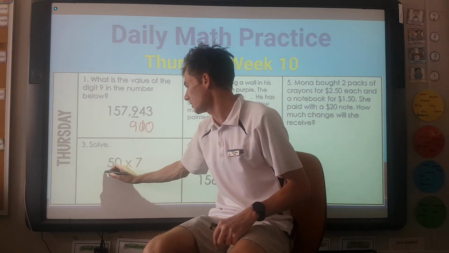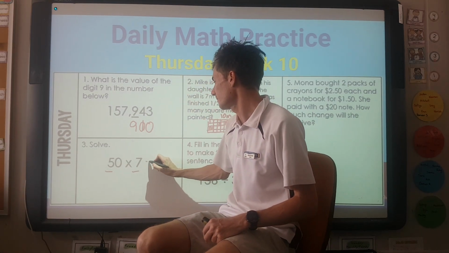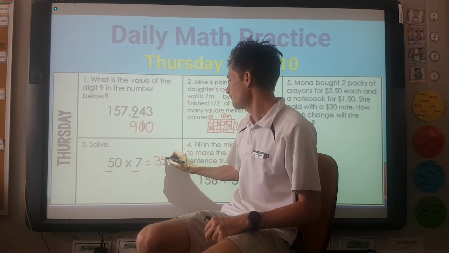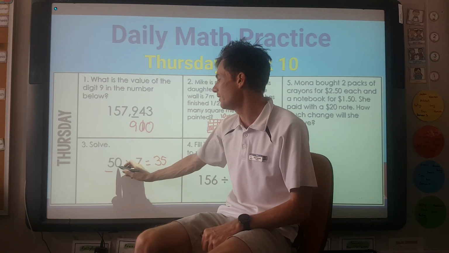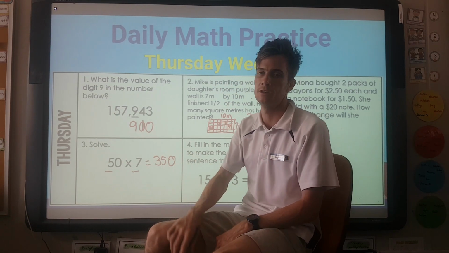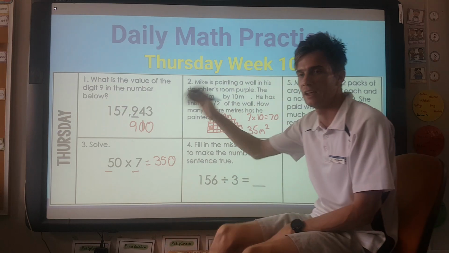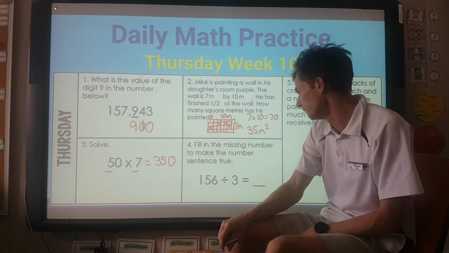Righty, 50 times 7. So I know that 5 times 7 is 35. So if 5 times 7 is 35, then 5 tens times 7, all I have to do is chuck my 0 back on the end, move everything else up a place, and I'm going to get 350.